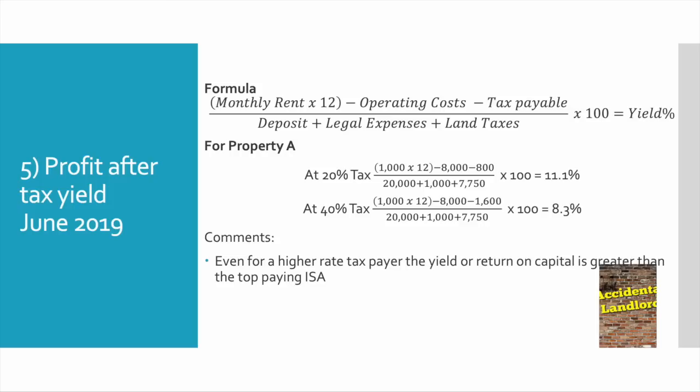And then what I've done is I've then done the calculation to show you the difference between a 20% taxpayer and a 40% taxpayer. So in the 20%, that's minus 800, which would be the tax on the profit, over my capital that I've put in there. And that gives me a slightly reduced yield over the previous screen of 11.1%. And if I'm a higher rate taxpayer, the tax rises from 800 to 1600 and gives me a yield of 8.3%.